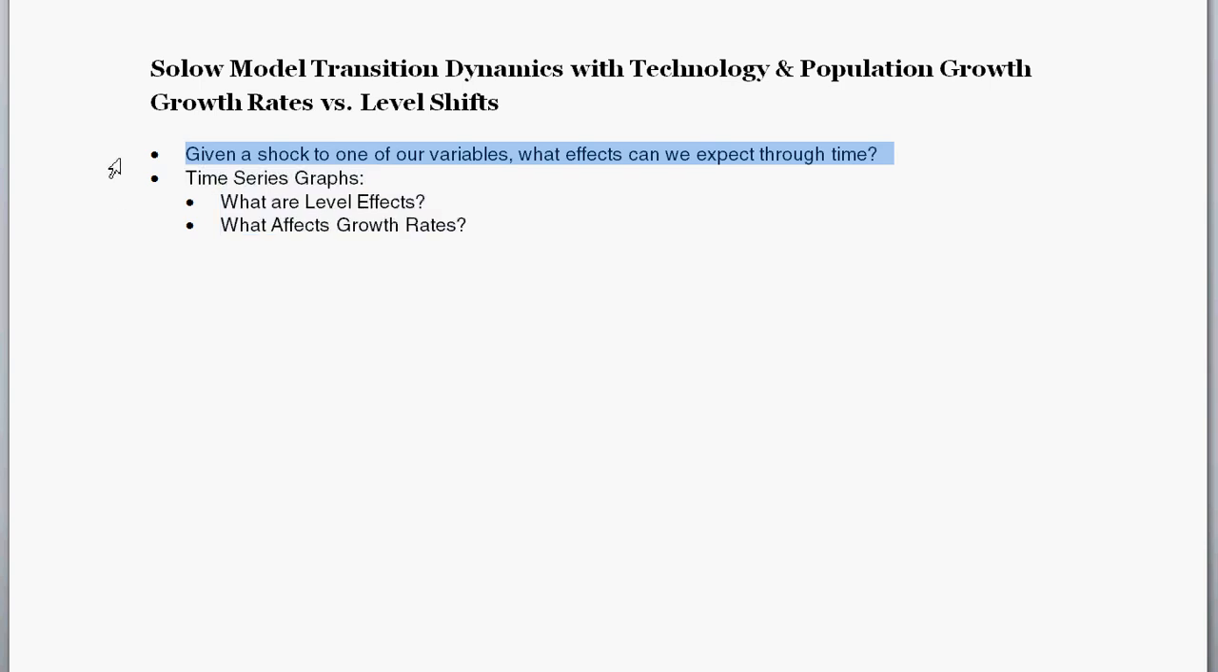We're going to talk in this video about how you could expect many different shocks. There's a number of exogenous variables in the Solow model, like the savings rate, the growth rate of population, the growth rate of technology, and the depreciation rate. You could conceivably destroy capital stock or bring in quite a bit of extra capital stock. The question is, how do things evolve through time?